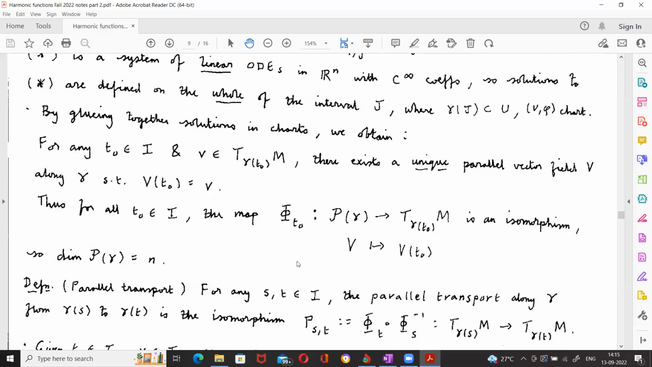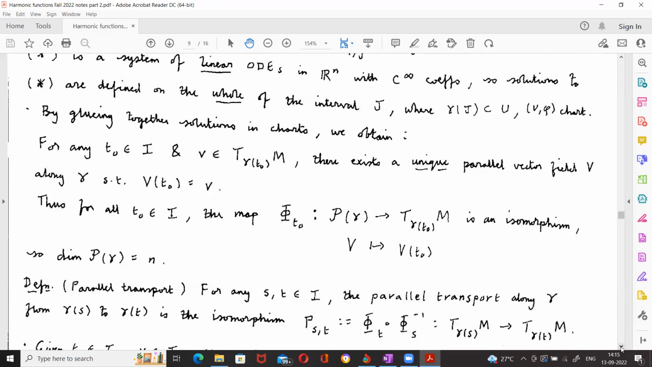So the space of parallel vector fields is finite dimensional, of dimension equal to the dimension of the manifold. Okay, it's isomorphic to the tangent space at any point along the curve.